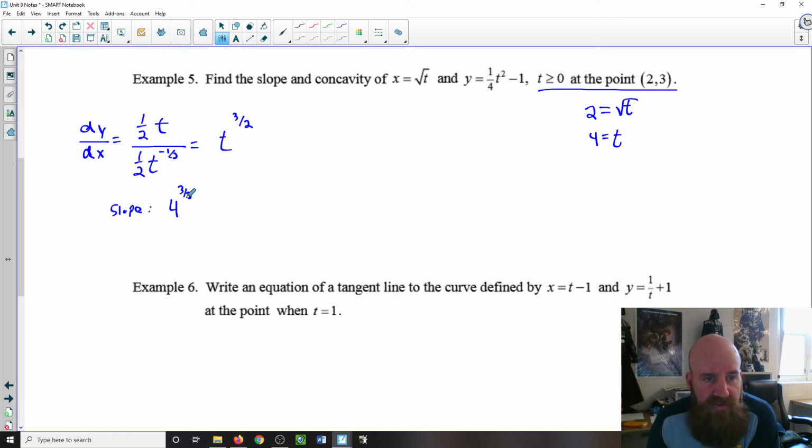Now you could type this in on your calculator and get an answer, but if this is the non-calculator portion, you would have to know how to handle the radical exponents. So you could take 4 to the 1/2 power, which is the square root of 4, which would be 2, and then raise it to the 3rd power, which is 8. So slope is 8.